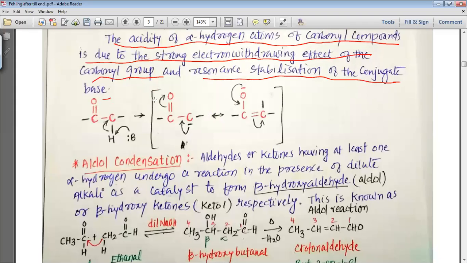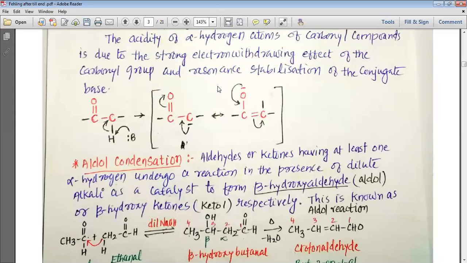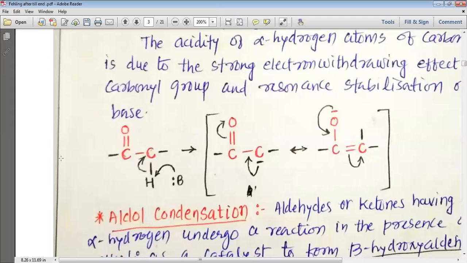Now let us understand this, my dear students, so that you can easily understand the meaning of this text. You can see here that we have a carbonyl group. Next to the carbonyl group, the carbon, we call it the alpha carbon. On this alpha carbon, we have a hydrogen present, which is known as the alpha hydrogen. Now you know that this hydrogen is called alpha hydrogen.